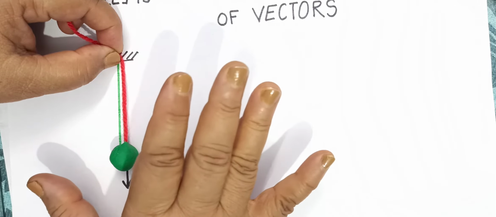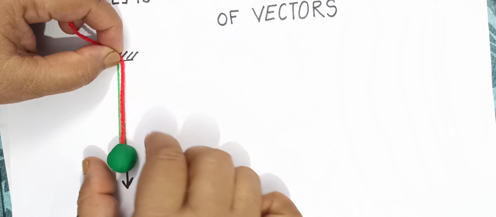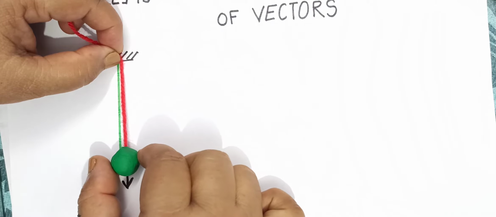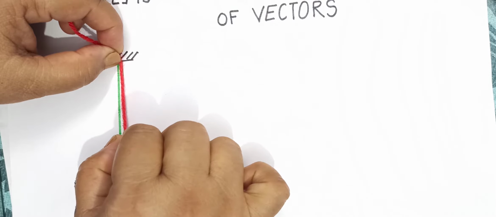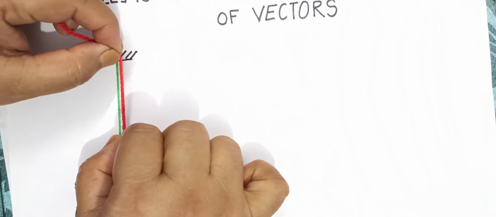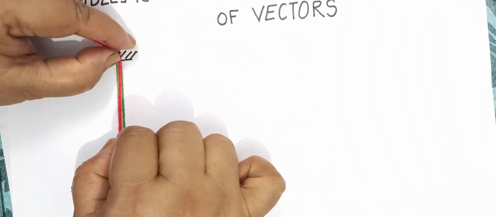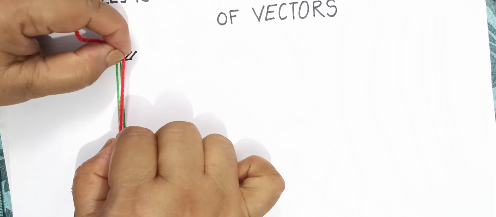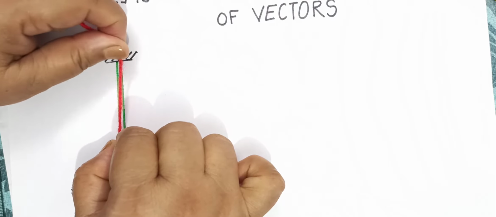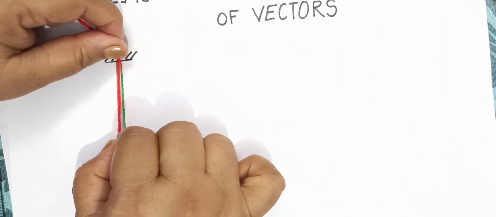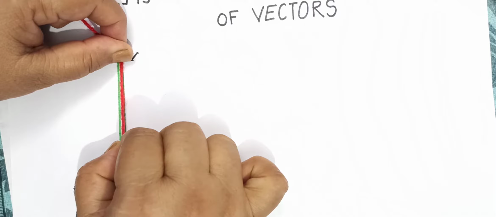String is not tight, but if I pull this ball down, the string gets tight, and feel that the pull is actually experienced at this point. My fingers are experiencing this pull. The fingers at the point of suspension are experiencing this pull.